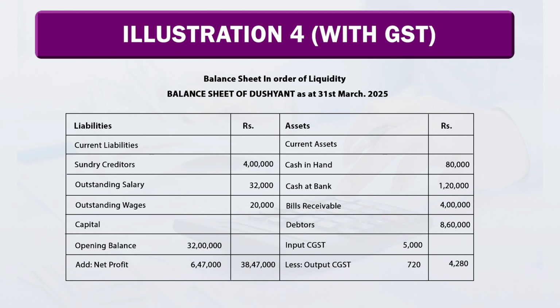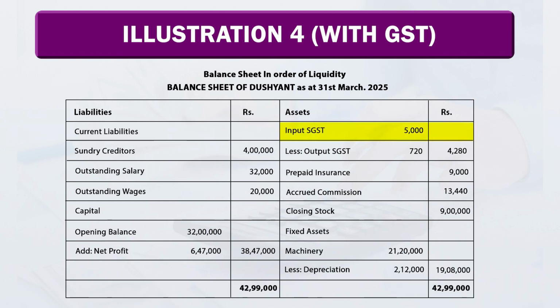First, we will see our current assets: cash in hand, that is 80,000, cash at bank 1,20,000, bills receivable 4 lakh rupees, debtors 8,60,000 rupees. Then, friends, it is important to note over here that input GST is given to us, 5,000 rupees. From that, output CGST 720 is to be deducted. So, that comes to 4,280. In the same manner, input SGST is given to us, 5,000 rupees. From that, we have to deduct output SGST 720. So, the final amount is 4,280 rupees.